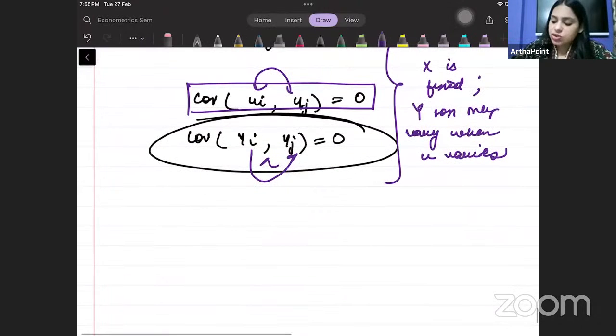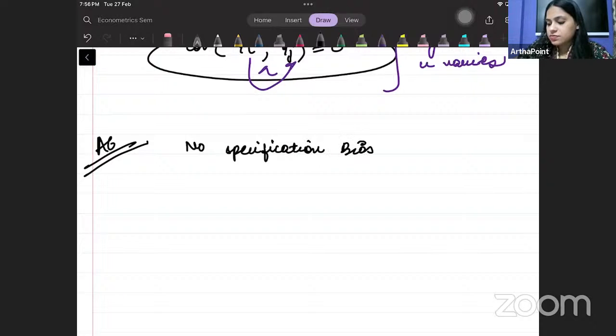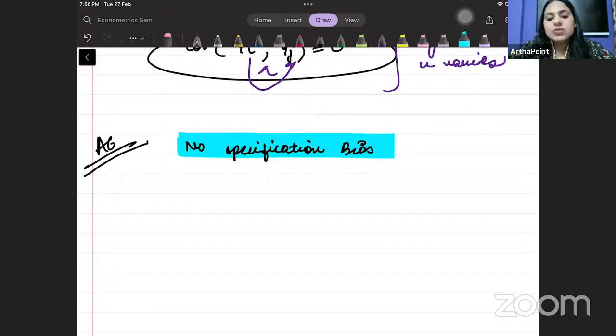But the last assumption of the model, assumption number 6, says that there is no specification bias. Right, beta? No specification bias का क्या मतलब है? No specification bias means that you should not be having any problem of giving the correct model. Your model should be absolutely correctly specified.